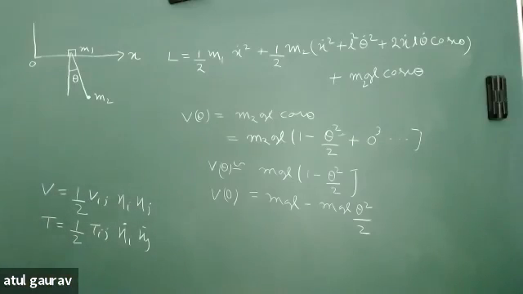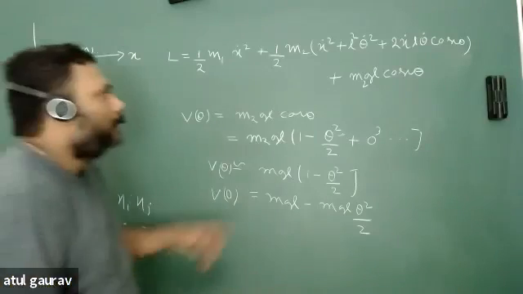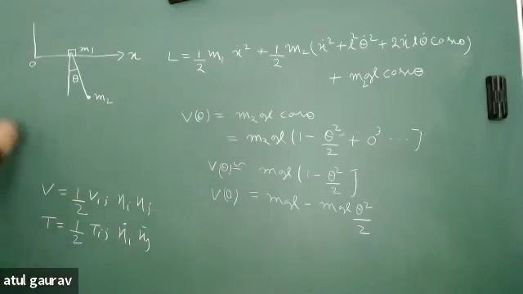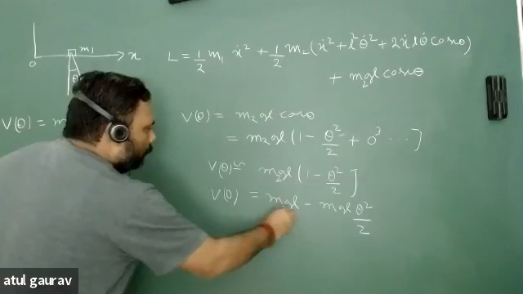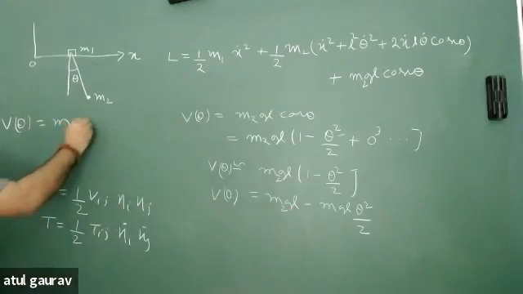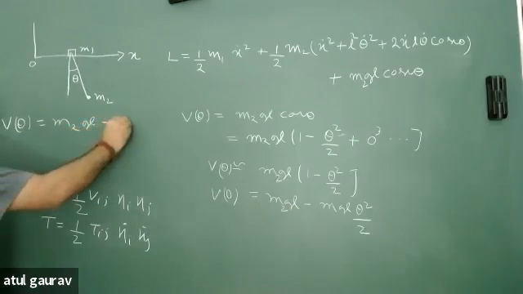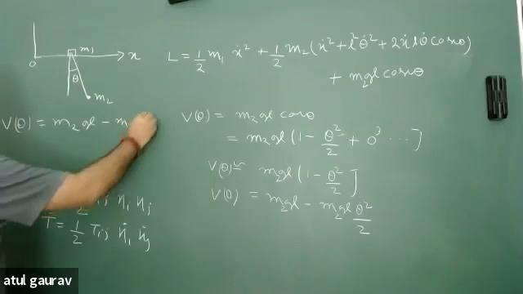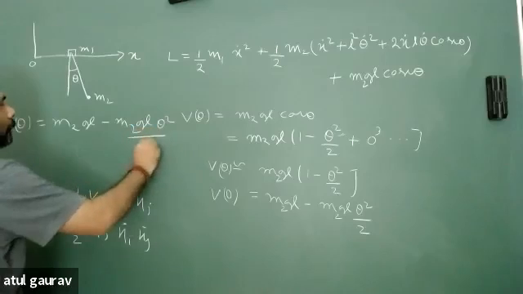And now you will be surprised. This is my potential energy, and I am writing the potential energy separately here. So V theta is equal to M2 GL minus M2 GL theta square by 2.